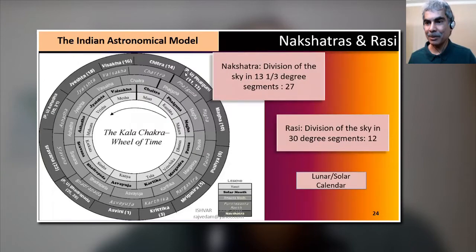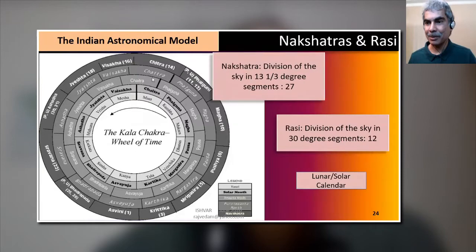All I want to point out is the Nakshatra Rasi is the astronomical model used in ancient India to mark the passage of time. The nakshatra is a division of the sky in 27 segments of 13 1/3 degrees each. And the name of the nakshatra derives from a principal bright star in that division of the sky. So when you see Chitra, Vishaka, Jyeshta, and so on, these are all names of the stars that are present in that section of the sky.